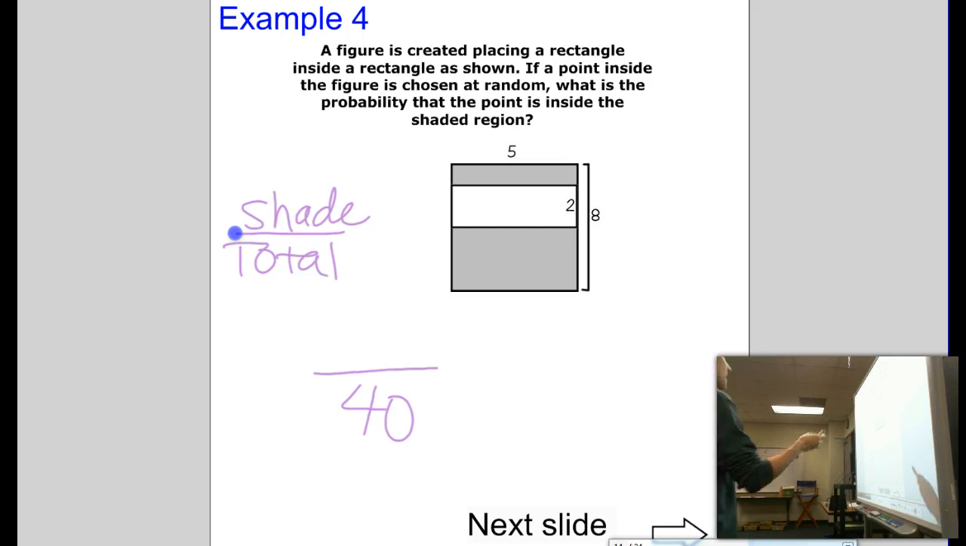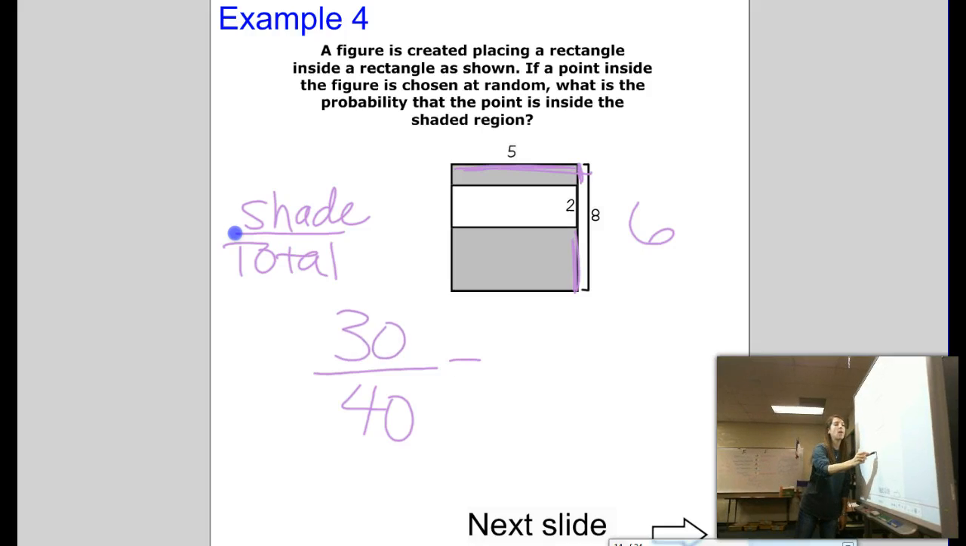We want to do something times 5, right? Length times width. What do this and this together add up to? 8 minus 2. Very good. 8 minus 2. So that's 6, and that's 5. 6 times 5? 30 out of 40. Oh, I can reduce that in my head. 3/4. I did it a different way.